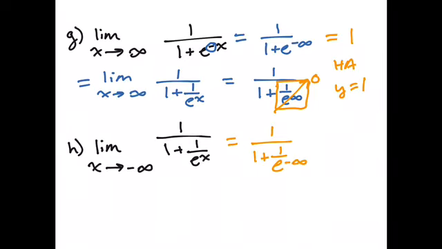when I put the negative infinity in there, I need to take the reciprocal again to deal with that negative exponent. So this is 1 over 1 plus e to the infinity, and we get 0. So a different horizontal asymptote going to the left than from the right.